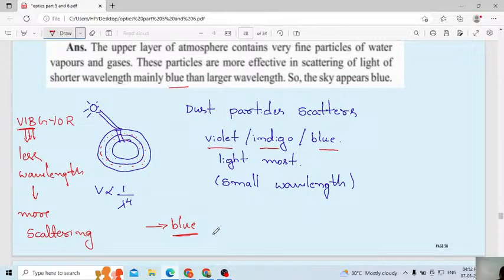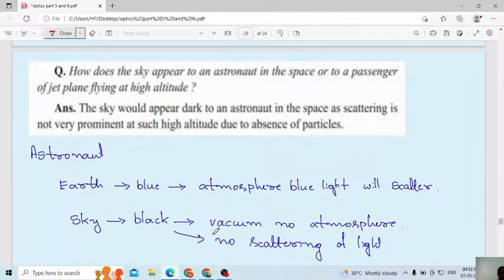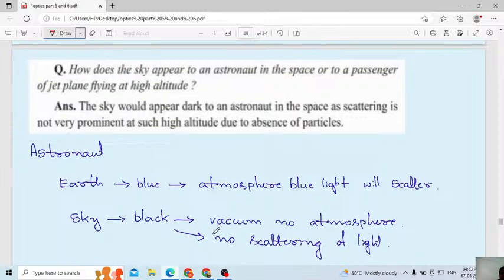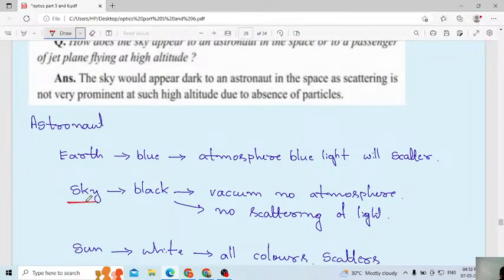Okay. Next, a very important thing you will learn here. How does the sky appear to an astronaut in space or to a passenger of a jet plane flying at a high altitude? The same sky for astronauts will appear black. See, already I explained the sky appears blue for us, those who are standing on the earth. If you see the sky, for us it will appear blue because violet, indigo, blue, because of the less wavelength, the scattering will be more, so it appears blue.